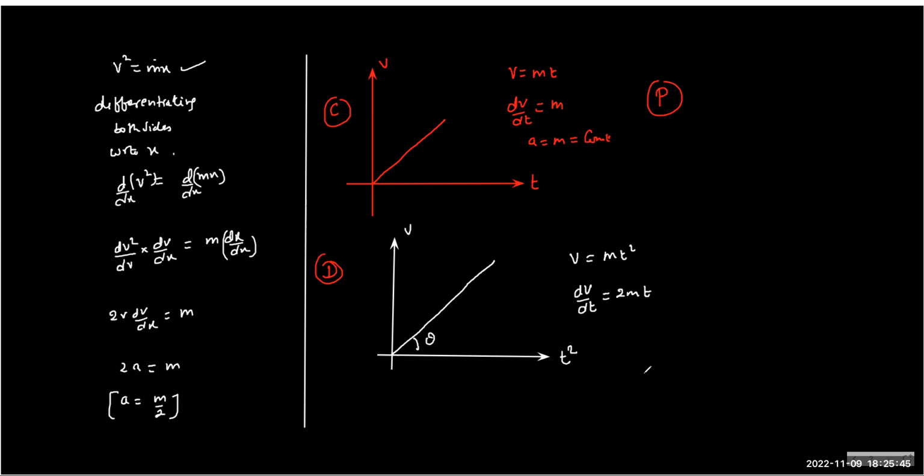Okay. So what does dv by dt represent? Acceleration. So acceleration here is proportional to what? Time t. Yes or no? So which option is correct? Because it is proportional to time t, is it constant or variable? Variable. So is it uniform or non-uniform? Non-uniform. So the options are Q and R, which is the right answer.